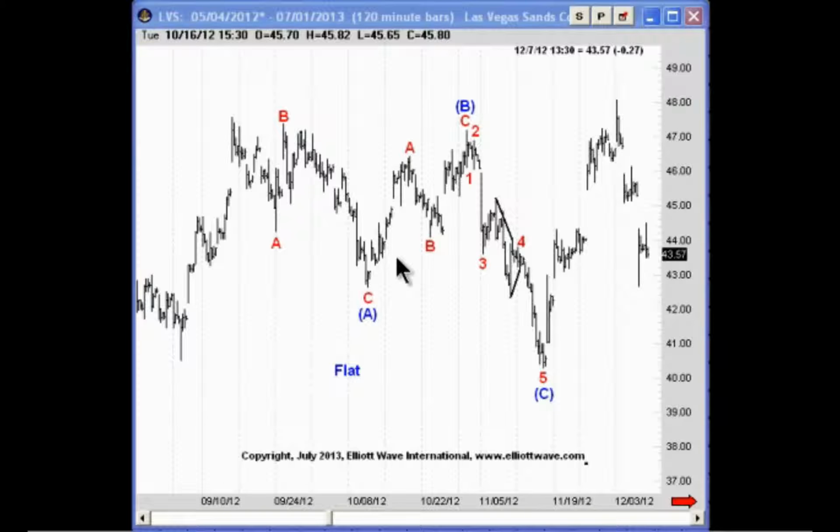Now, there is a variation to this pattern, and that's the expanded flat, and that occurs when wave B ends beyond the origin of wave A, but even then, wave B still subdivides into 3 waves.